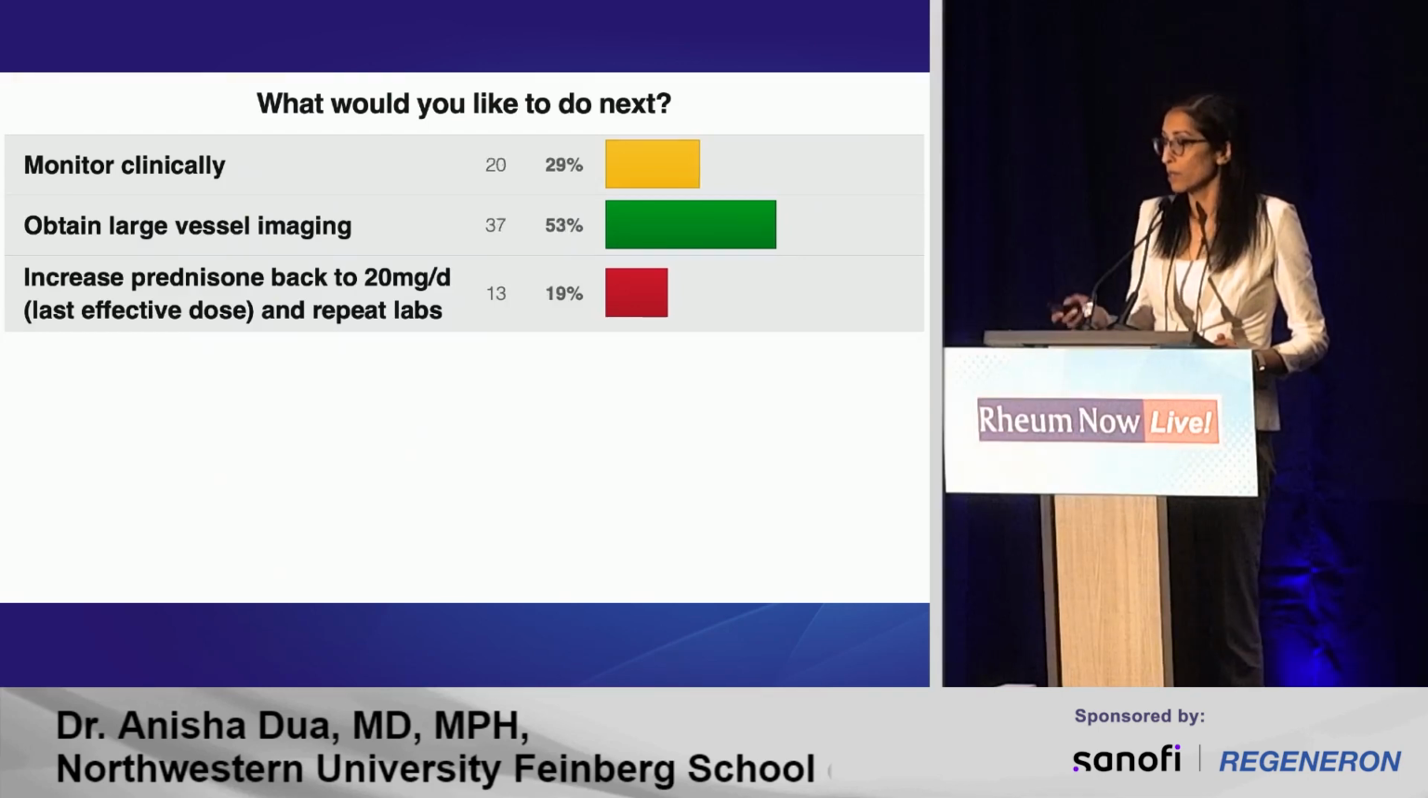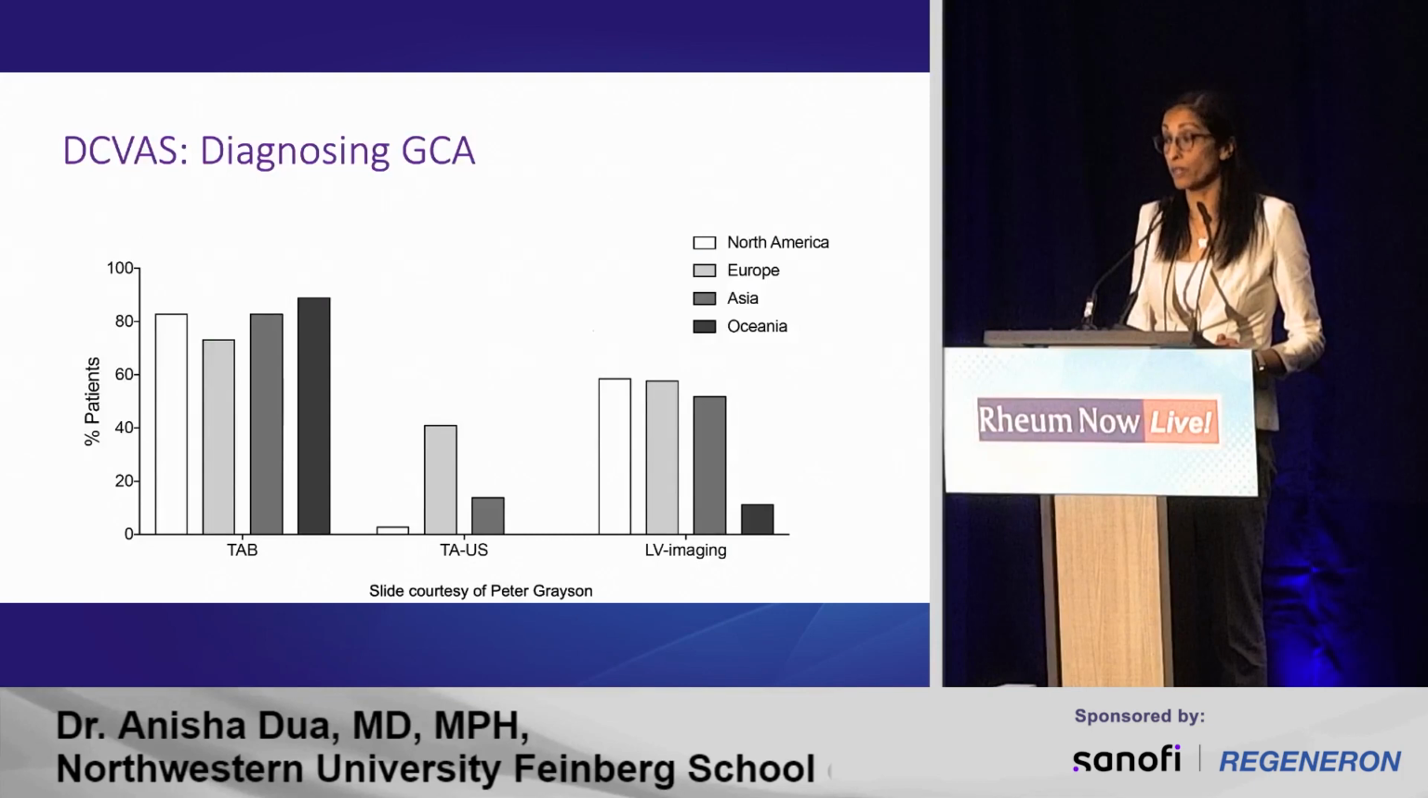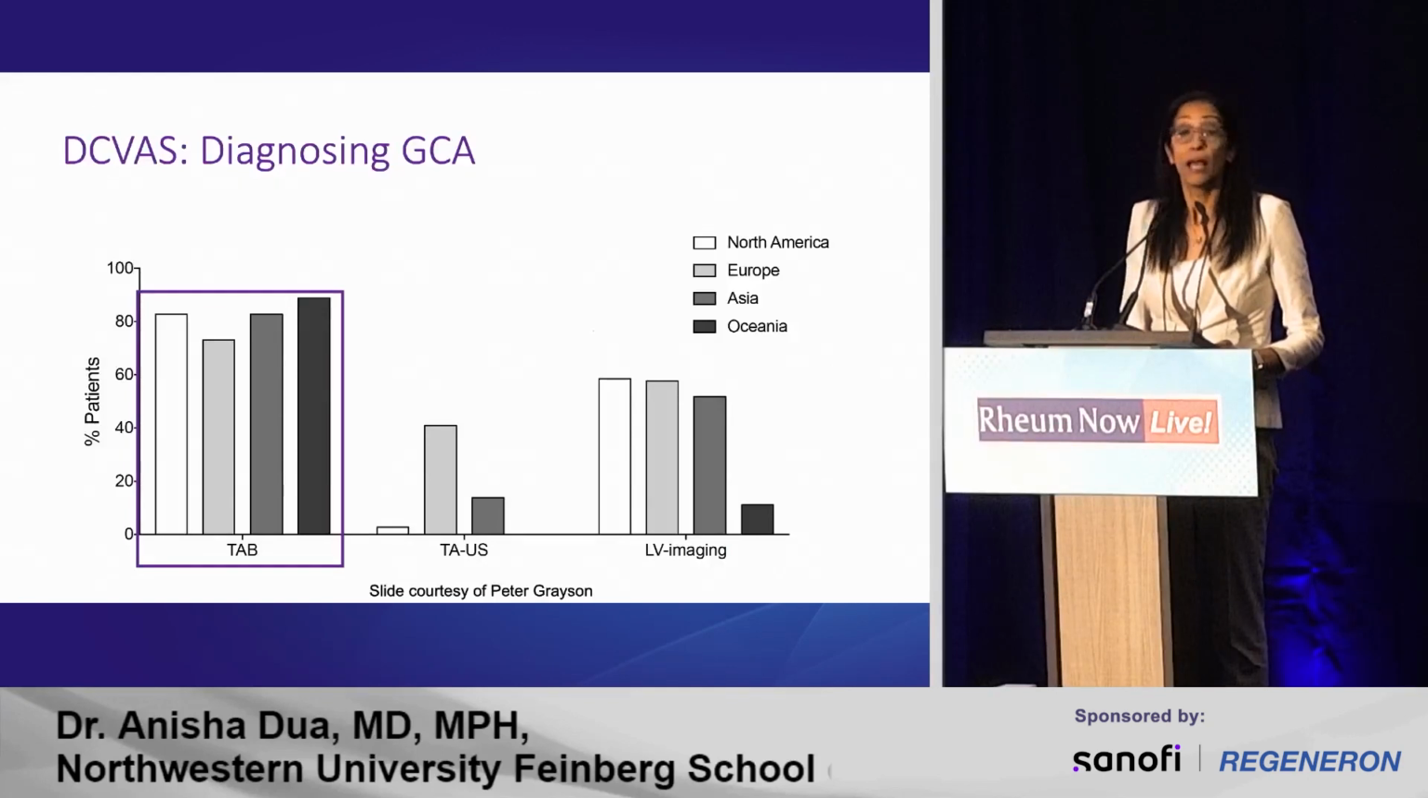All right. So a couple people want to do all of these different things. In this case, what I would recommend doing is to get large vessel imaging. Now, the way that we're diagnosing a GCA right now, the majority of us are doing temporal artery biopsies. And again, that is sort of our gold standard.